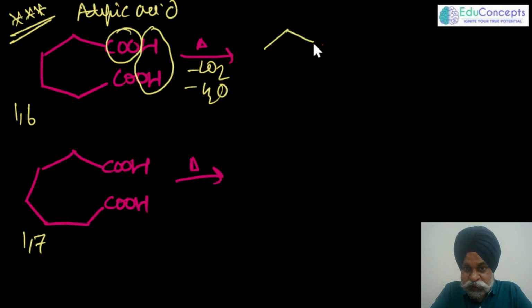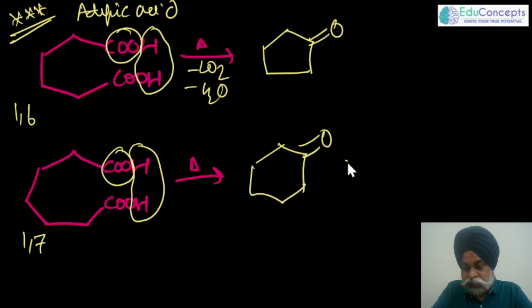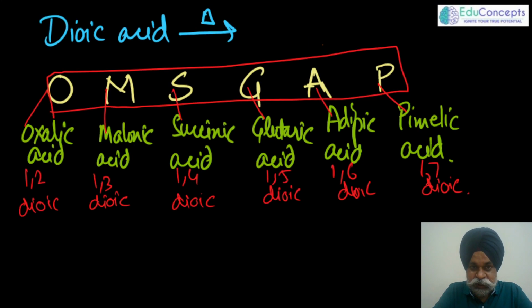So you would get a cyclic ketone with one carbon less, and here also you would lose a water molecule along with carbon dioxide, and you would just create a cyclic ketone. So this is very, very important, that here you would see decarboxylation and dehydration in 1,6 and 1,7. So I would just write it here.